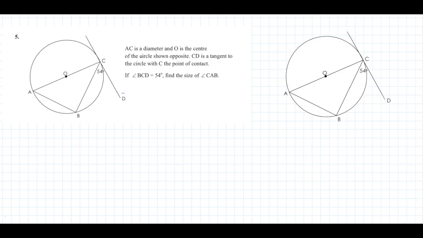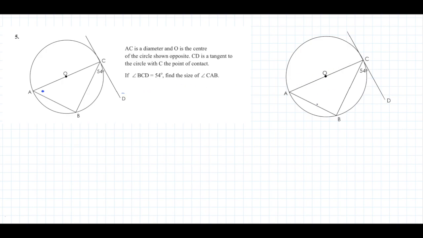So you're presented with information. AC is a diameter and O is the centre of the circle. CD is a tangent to the circle with C the point of contact, and angle BCD is 54 degrees. Find the angle CAB. So you're interested in finding this angle. Now, you can't launch into that immediately. What you are bringing to this is all of the facts that we mentioned.